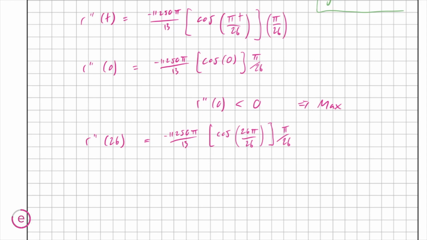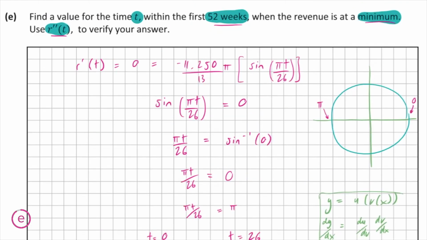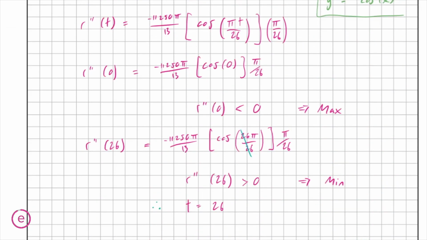So here we have r double dash 26, our other value we need to test. And notice that in here, we have a 26 on top and bottom. We're just going to cancel those out. So basically what we have is some negative number on the outside multiplied by this positive number and also multiplied by the cos of pi. And the cos of pi is equal to -1. I think this is in the log tables and you can also use a calculator, but that means that the expression overall, because we have this negative multiplied by a negative in here, which are both unaffected by this positive, this just means that the expression is going to be overall positive. So this means that we have a minimum here. So we found a value of t for when the revenue is at a minimum in the first 52 weeks. And that value is equal to 26.